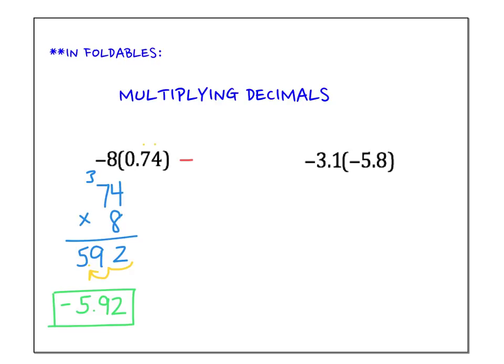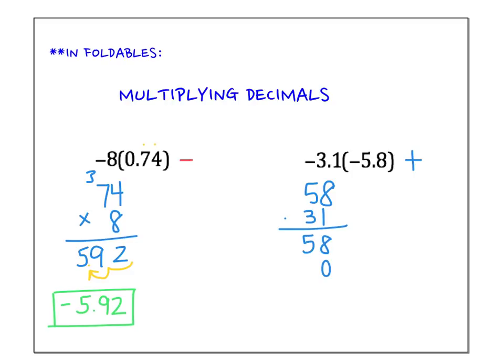Over here, I have a negative 3.1 times a negative 5.8. A negative times a negative is going to be positive. Keep that in mind for my final answer. But set up the multiplication without those decimals. So 58 times 31. I'm going to look at the 1 first. So 1 times 8 is 8. 1 times 5 would be 5.